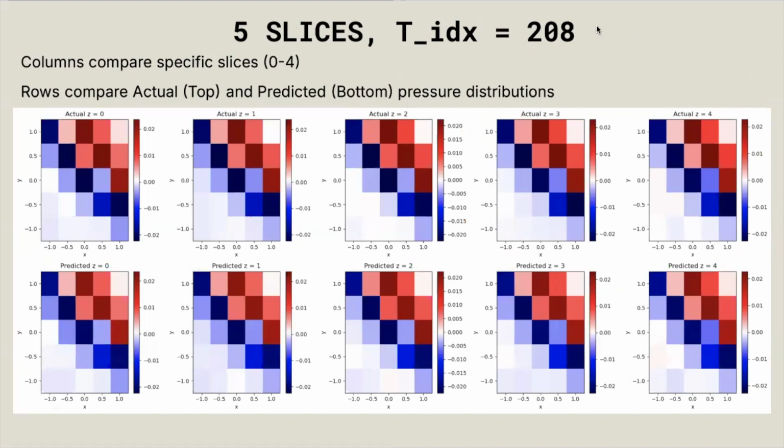This is once again at the 208th time step. Each column corresponds to a Z-plane or a slice of data, and the top row is the actual data, and the bottom row is the predicted data. And from this, we can see that we are matching the actual with the predicted data pretty well.